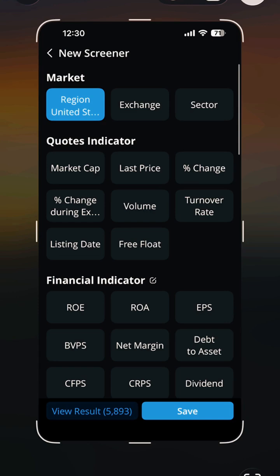All right. So market cap stands for market capitalization, which is basically the company's size. Now you know what market cap is. That's the company's size. It's how much it's worth overall. It's calculated by multiplying the share price by the number of shares available.